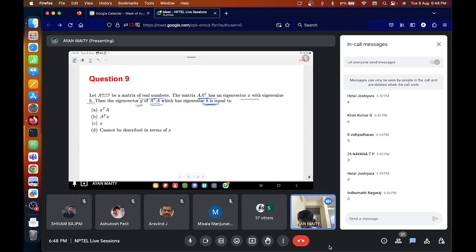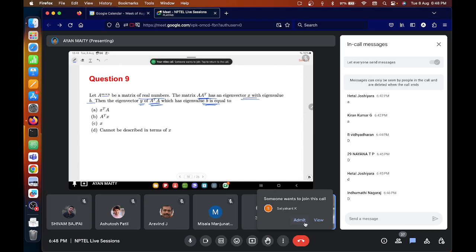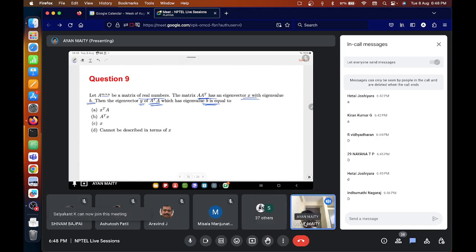So to find this eigenvector Y of A transpose A, the eigenvector of A transpose is given, and the eigenvalue is also given, which is B. So we have to find the eigenvector Y of A transpose A.